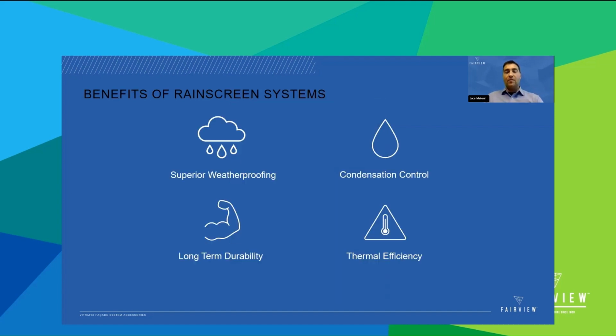This evolution is now bringing benefits for the Rainscreen system. Those could be superior weatherproofing, protecting your building, condensation control thanks to a combination of cavity management and breathable permeability, long-term durability, and overall thermal efficiency of the building.